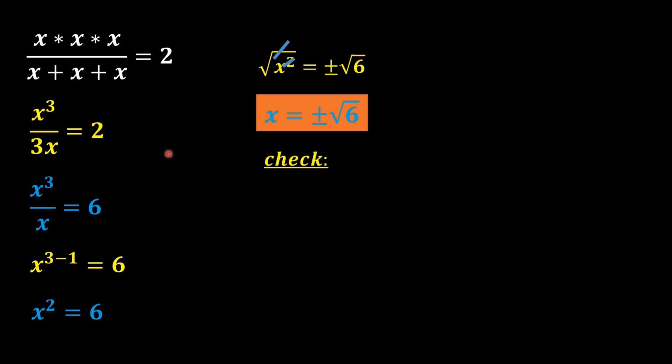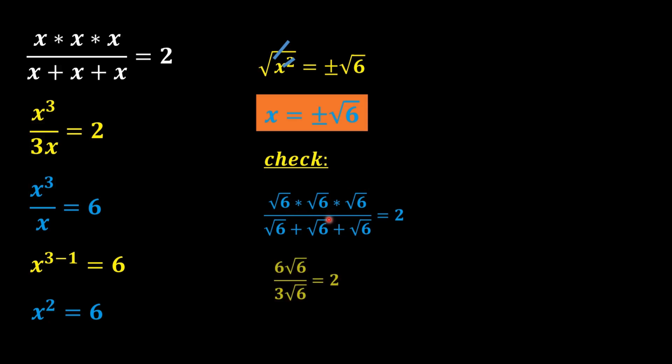Now we should check whether the value of x for this equation is true or not. For this purpose we replace the value of x with plus minus square root of 6 inside this equation. As a result we get square root of 6 into square root of 6 into square root of 6 in place of x, and in the denominator we also replace x with square root of 6, with the plus sign, equal to 2 remains the same. Now after multiplication of these three square root of 6 values, we get 6 square root of 6, and after adding up these three square root of 6 values, we get 3 square root of 6, equal to 2. And now these values cancel out together. Square root of 6 cancels square root of 6, and 3 ones are 3 and 3 twos are 6.